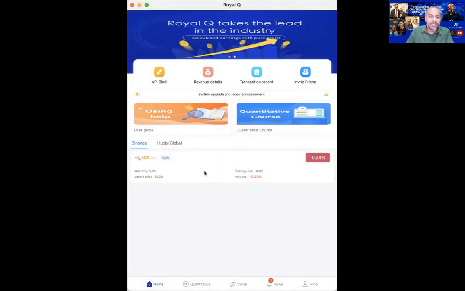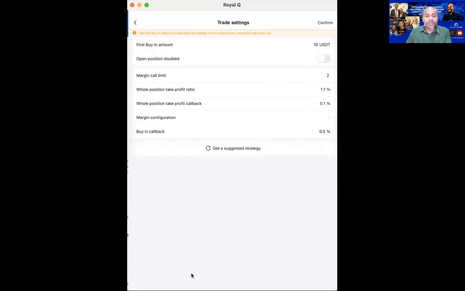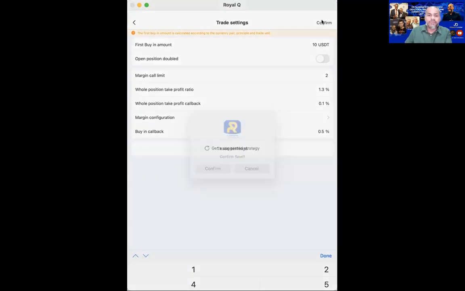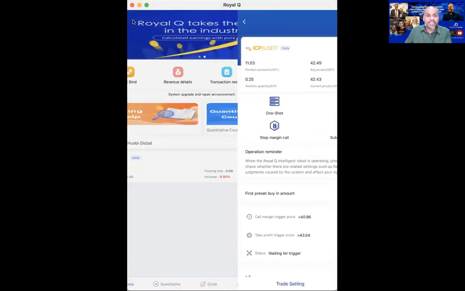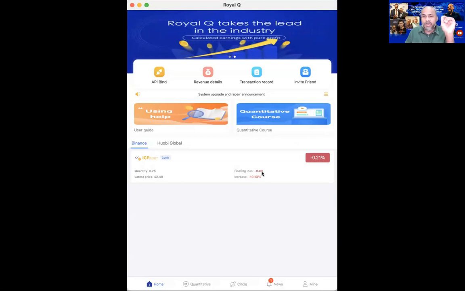So what do I mean? You click this and go to your trade setting and change this from 1.1 to 1.3 and remain this 0.1 and confirm. So now all the trades after this, I will make at least a minimum of 1% profit. So that is it.